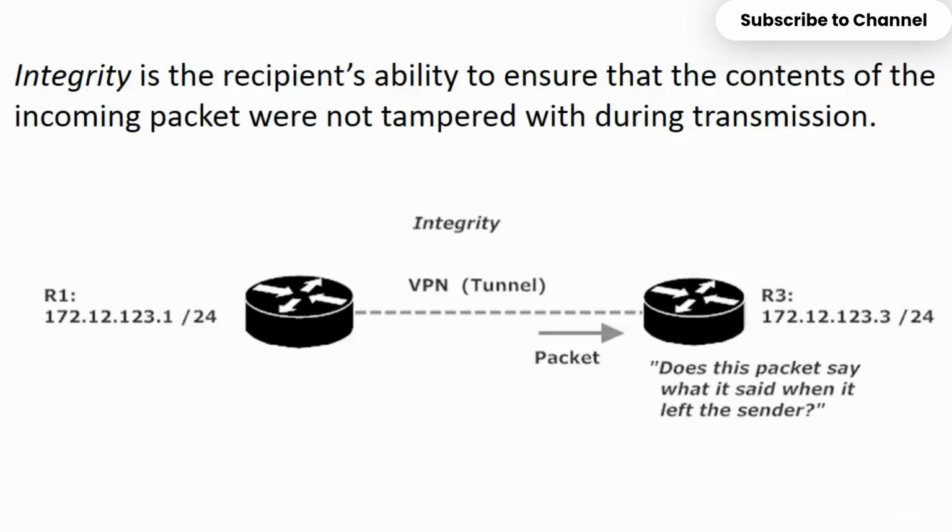Integrity. Now integrity, that is also done on the recipient's end, and that is the recipient's ability to ensure that the contents of the incoming packet were not tampered with during transmission. And basically router 3 here is getting a packet and saying, hey, does this packet say what it said when it left the original sender? So these are three great features to have.